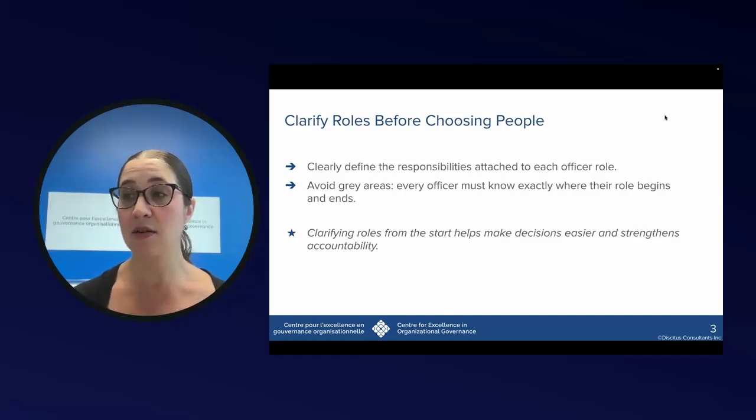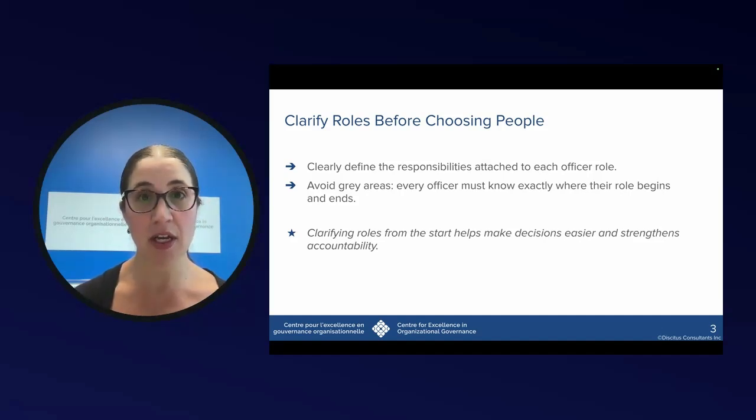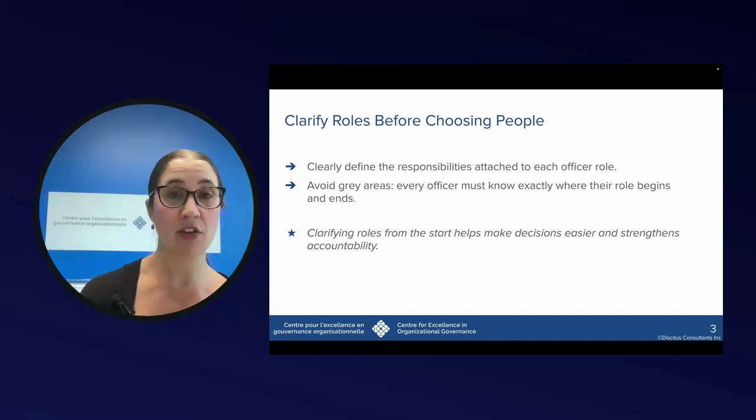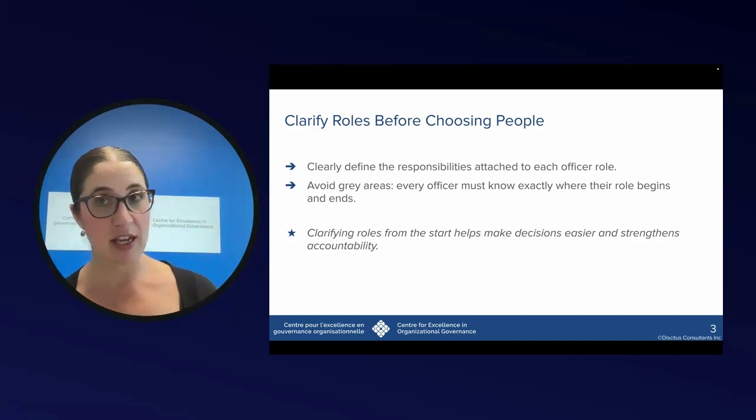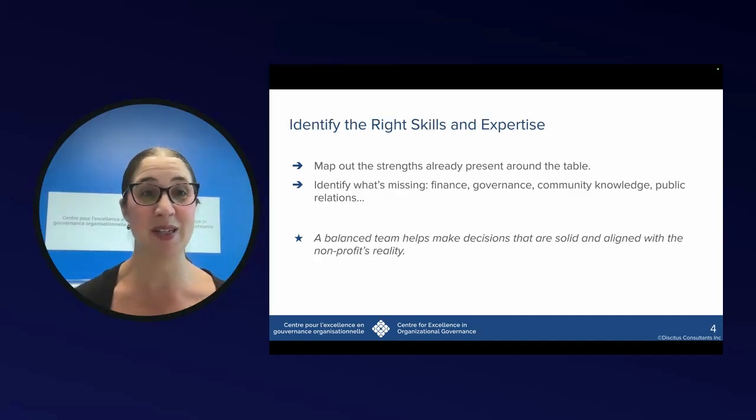There is nothing more annoying sometimes than when an officer, let's say the chair of the board, for example, starts doing things that are in the responsibilities of the executive director, or a vice chair trying to be the treasurer or trying to impede on the treasurer's responsibilities, especially if they're not sitting on the same committee, the finance committee. Just be careful. And the best way to avoid this confusion between responsibilities and roles is to document them and make sure that everyone around your board table knows these roles and these responsibilities and is able to hold each other accountable on these roles and responsibilities as well.